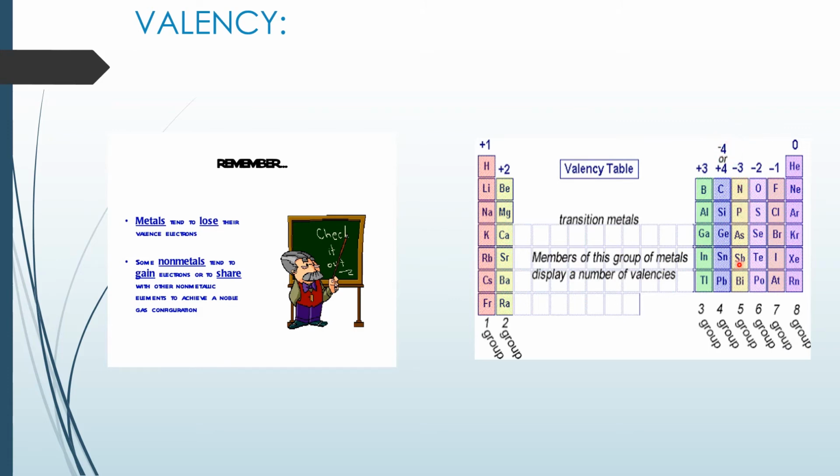In the nitrogen family, they gain 3 electrons to become an octet, so -3. In the oxygen family, they gain 2 electrons, so -2. In fluorine, they gain 1 electron, so -1. In the noble gas family, they are already in the noble gas configuration, so the valency is 0.